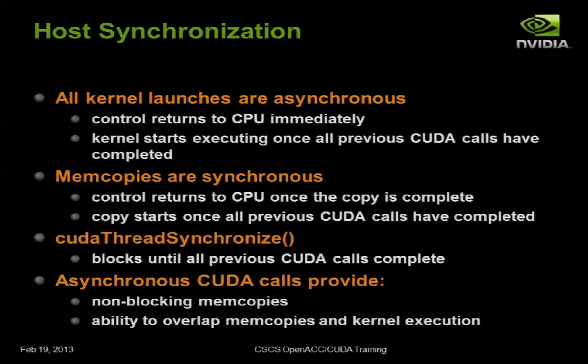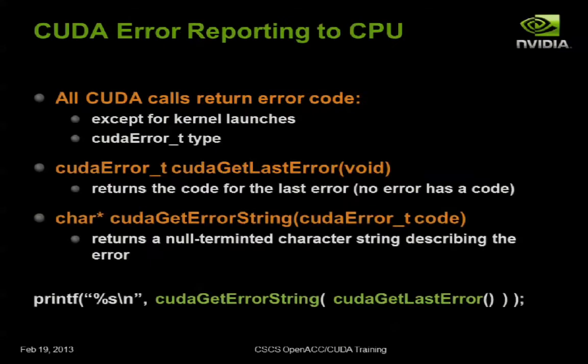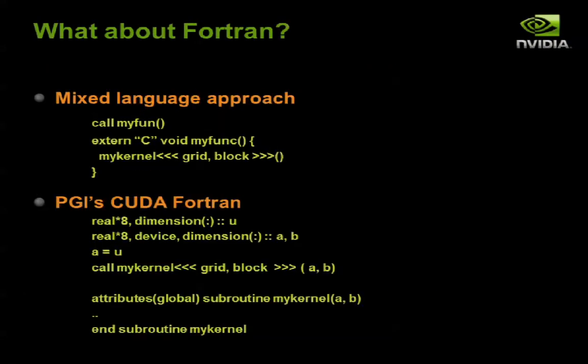Okay, thanks. The last part of this presentation, which is not very fundamental stuff, is just one slide that I want to show. Given that we have so many Fortran programmers here, just to give you a feeling of how Fortran looks, for instance, in PGI's CUDA Fortran. As I said, one approach is the mixed language approach. On the Fortran side, you have a call to my func. Oh, and there's a C missing. Call my func, and then you have an extern C function that launches the kernel. So that's one approach.